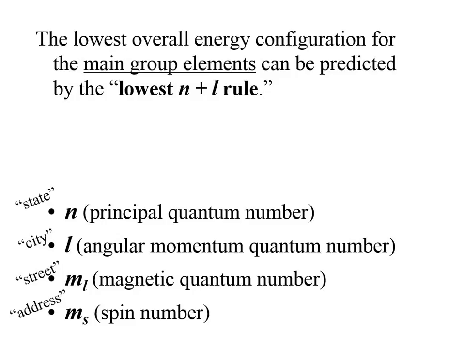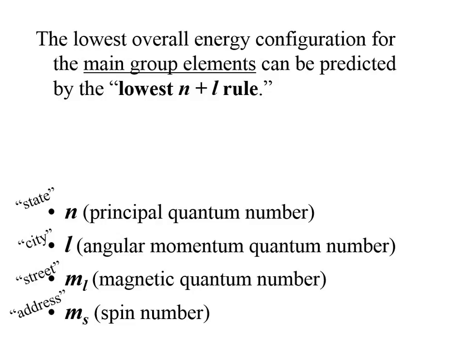So if I start here with 1s, the n value is 1, plus the l value is 0. Okay, that's what the n plus l value means for that subshell. If I go up here to 2s, the n is equal to 2, again plus 0 because it's an s-type. 2p, the n value is 2. Now the l value is 1. So the n plus l value is 3.